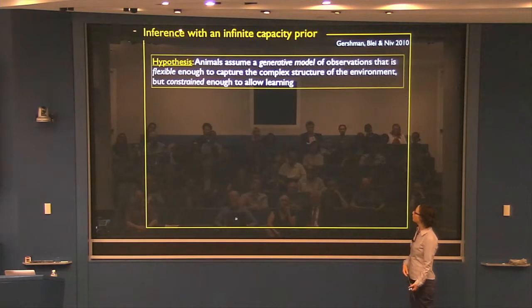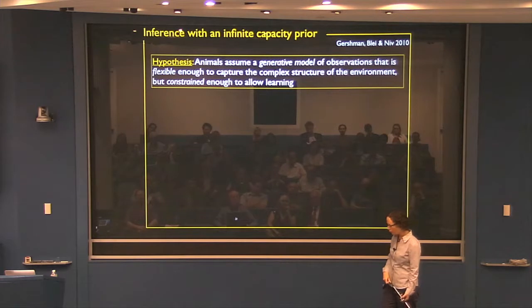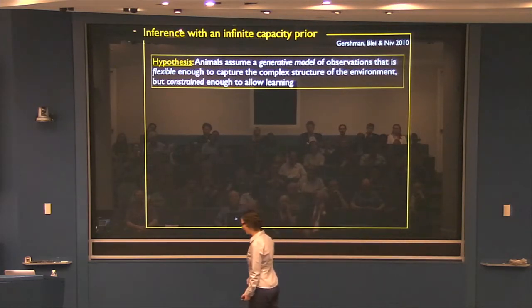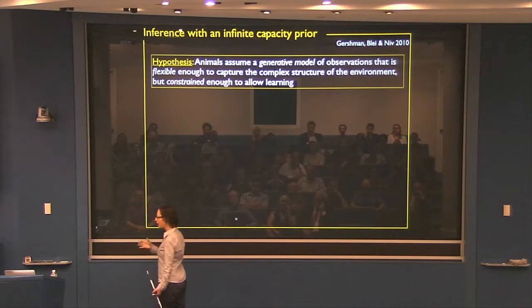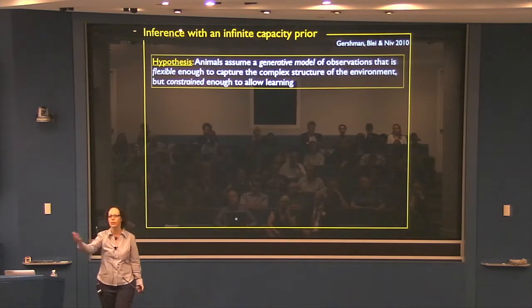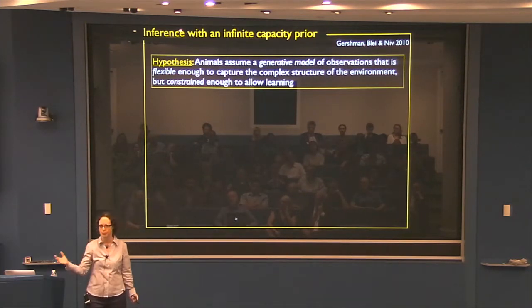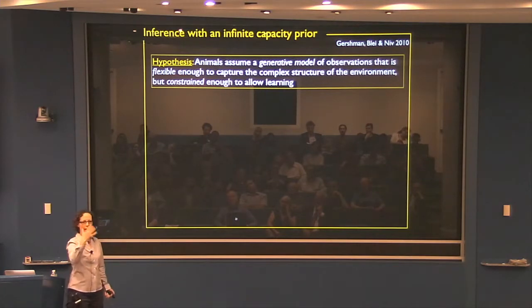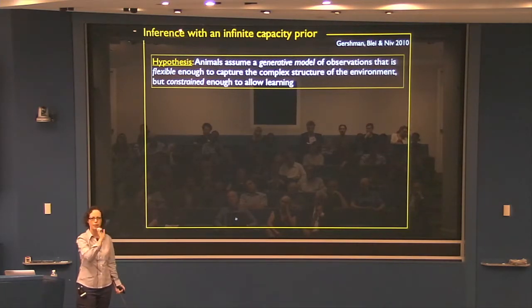So what we did is we assumed what's called an infinite capacity prior, which is a prior belief. So the idea is that the animal comes to the world, comes to every new scenario. And when I say the animal, I mean the person too, because we're animals as well. We come to the world assuming some kind of structure of the world, and then we take in observations and try to fit them into the structure.